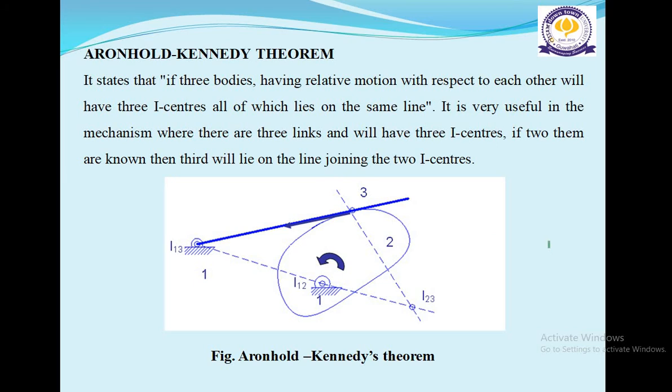It states that if three bodies having relative motion with respect to each other will have three I-centers, that is instantaneous centers, all of which lie on the same line. It is very useful in the mechanism where there are three links and will have three I-centers. If two of them are known, then the third will lie on the line joining the two I-centers.